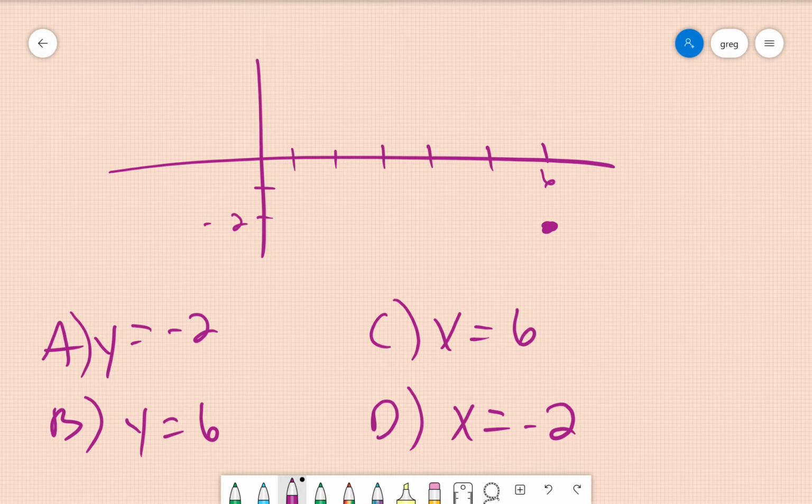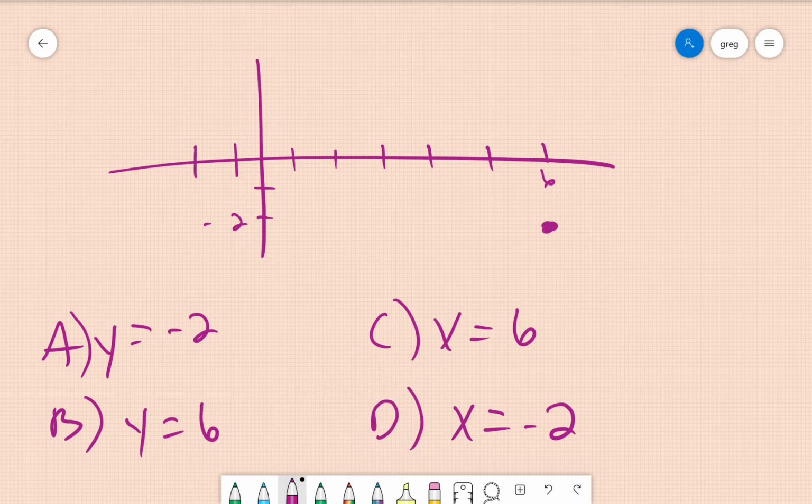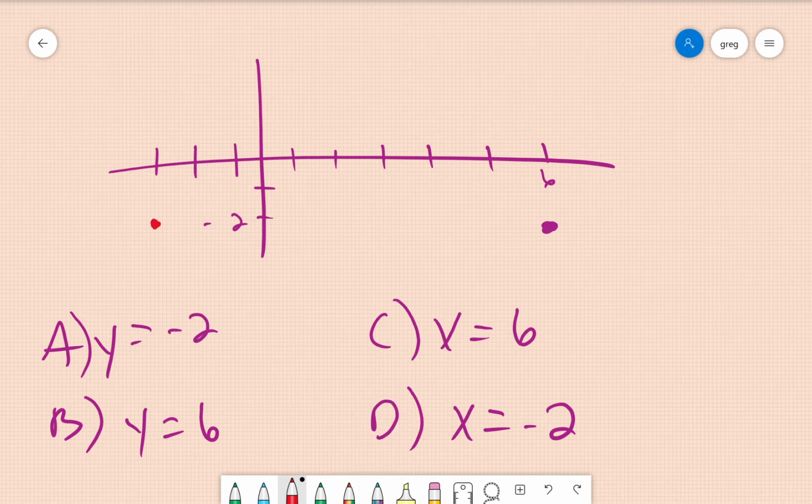So now, how this works is that, let's look at A, right? Y equals negative 2. So, Andy, what this says is that it doesn't matter what x is, y is always going to be negative 2. So that means that you can plot points here where y is negative 2. Let's say that's negative 1, negative 2, negative 3. So let's say I want to have a point right on negative 3, negative 2. I have a point right there.